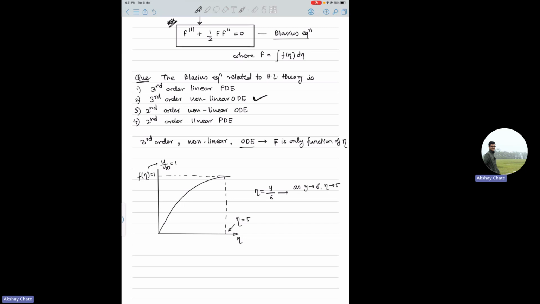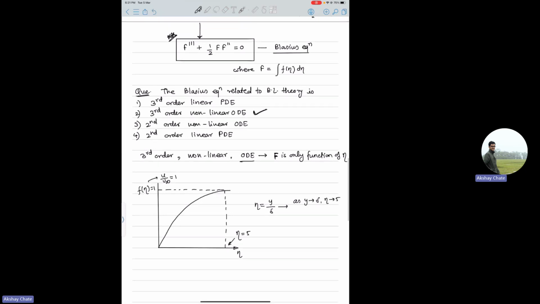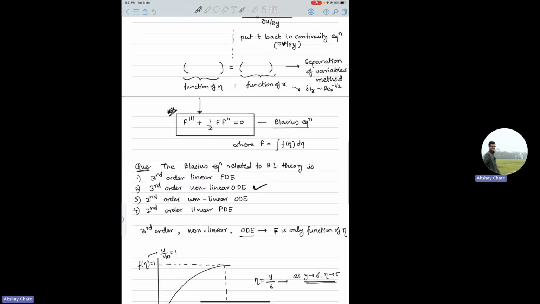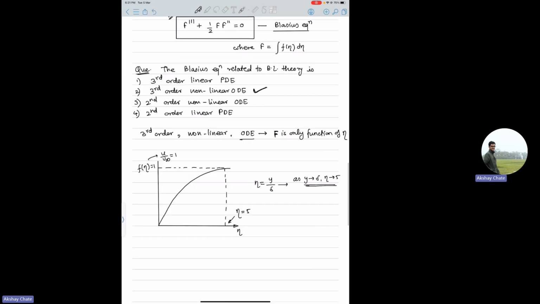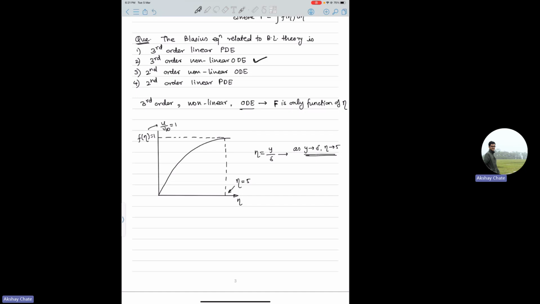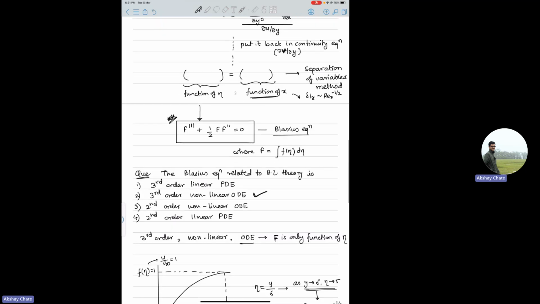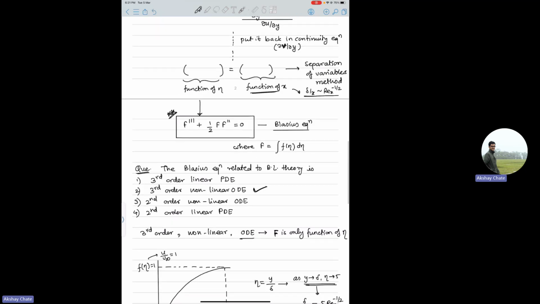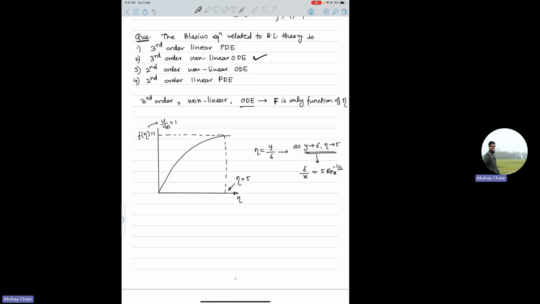So then you take this information and you put it back into this function of x that you got, and you get the proportionality constant. So therefore you get delta by x as 5 into Re_x power minus 1 by 2. So basically here you got some scaling, right? But the exact constant was not known, and that constant you get by using this solution from the shooting method. And this is the famous result from the Blasius equation.